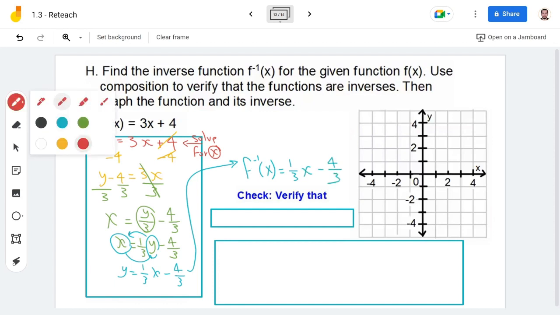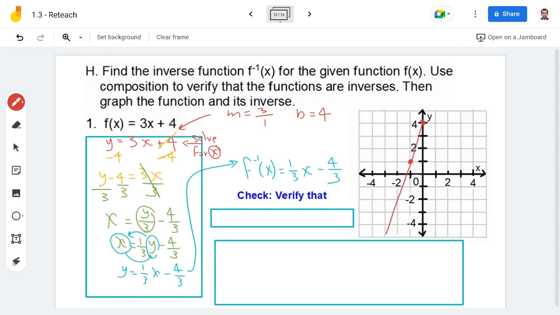Now let's graph both functions. So this is my first function. My slope is equal to 3 over 1. B is equal to 4, which is here. 3 steps up and 1 step to the right, or we can go 3 steps down and 1 step to the left. 1, 2, 3, and 1 to the left. So my graph will look like this. This one is my graph.